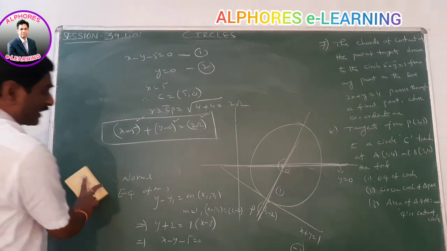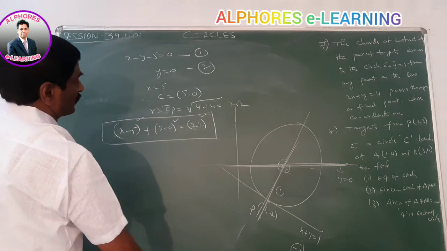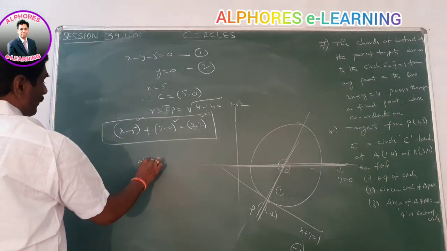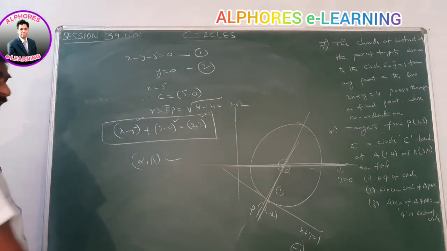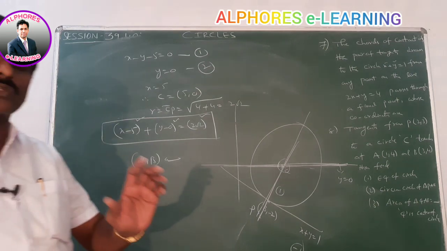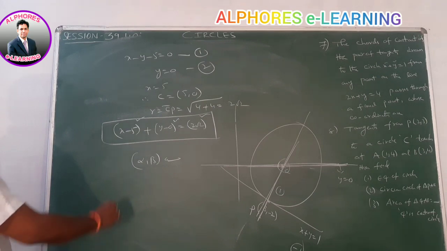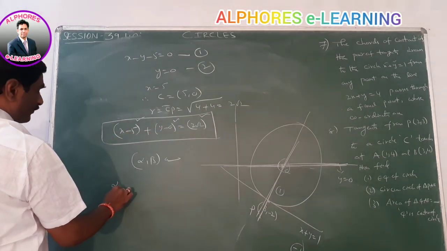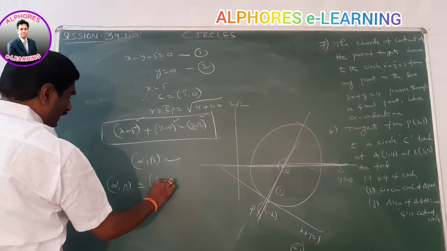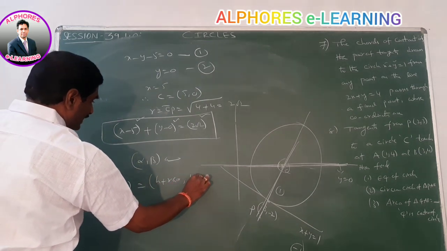It is in the form of x minus h whole square plus y minus k whole square is equal to r square. Now, alpha comma beta is any point on the circle, then we find the maximum value of alpha plus beta. In this case also, we convert the point into parametric form. What is the parametric form of this? Say alpha, beta is equal to h plus r cos theta, comma, k plus r sin theta.